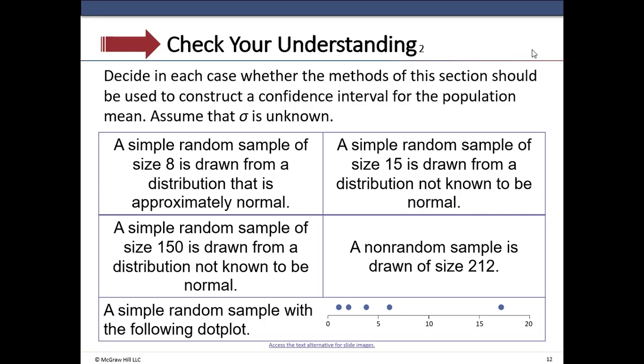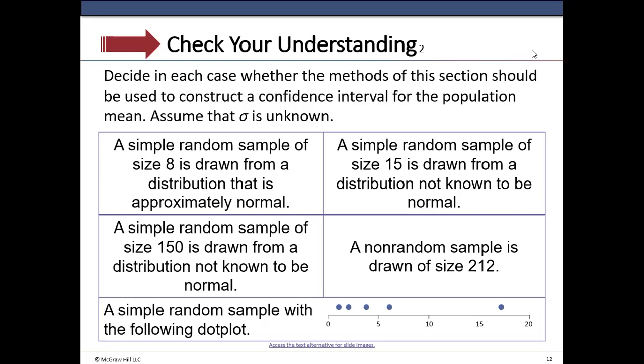A non-random sample is drawn of size 212. We cannot use it because we always have to depend on a simple random sample. And here is a simple random sample with the following dot plot. The distribution is skewed to the right. It's positively skewed because there is one very large number. The rest of the numbers are between, say, 2 and 7.